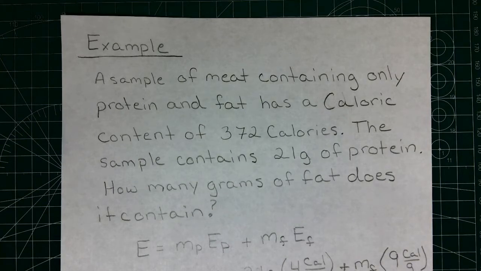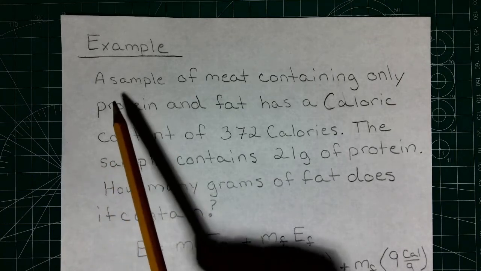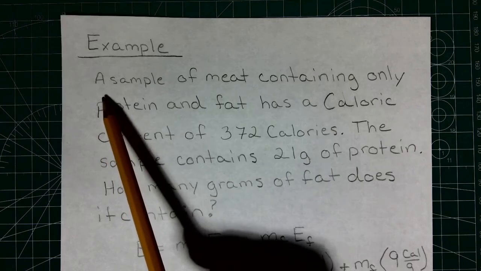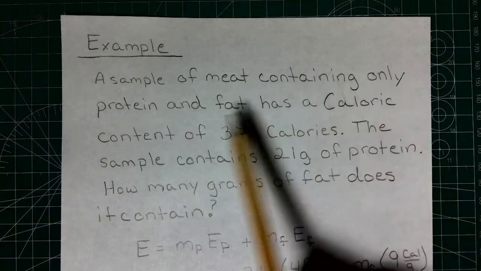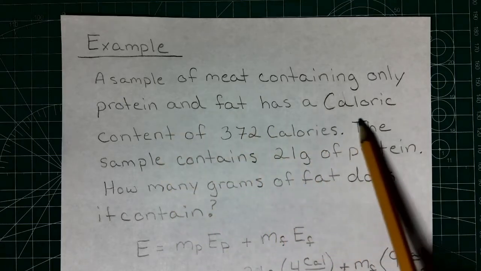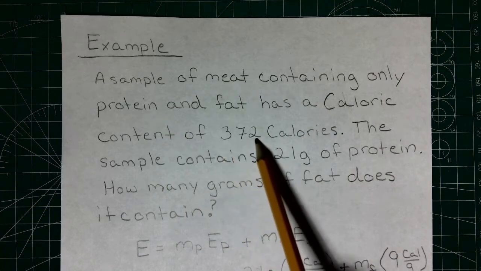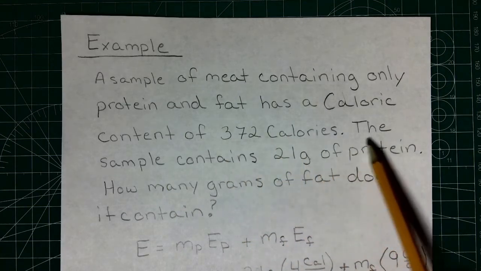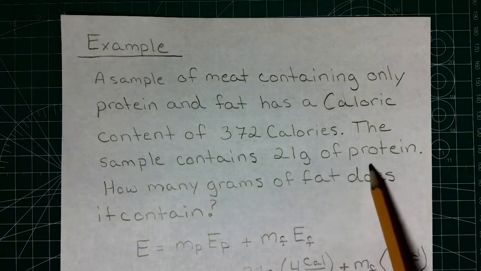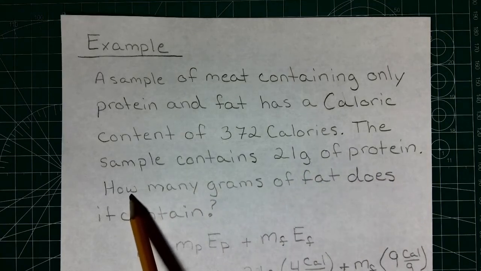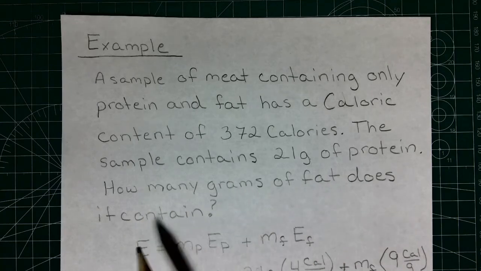So let's look at another example problem where we're kind of working backwards from the way that we did before. A sample of meat containing only protein and fat has a caloric content of 372 calories. We would get that value from doing something like calorimetry. The sample contains 21 grams of protein. This time I'm asking how many grams of fat does it contain?